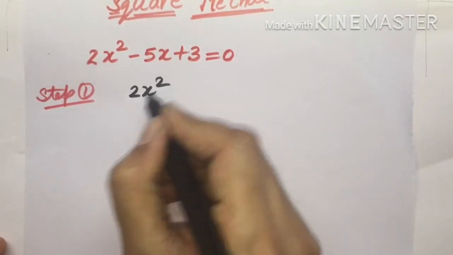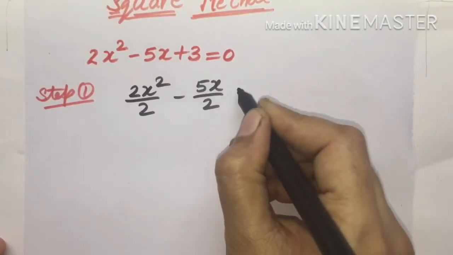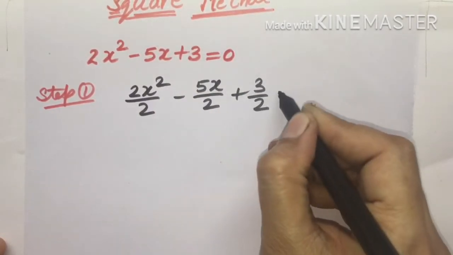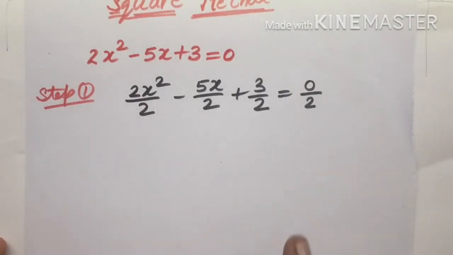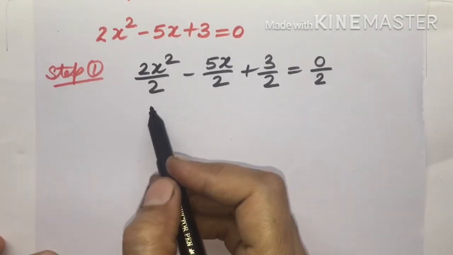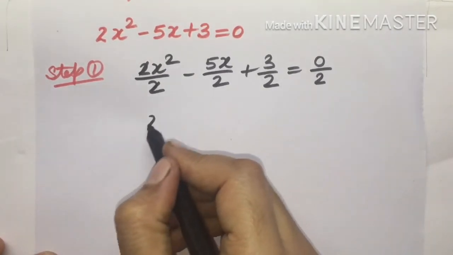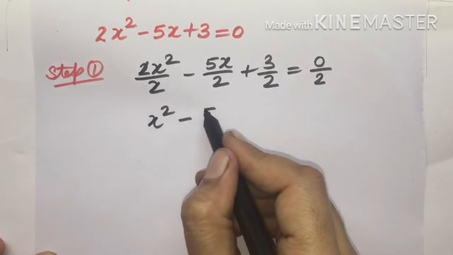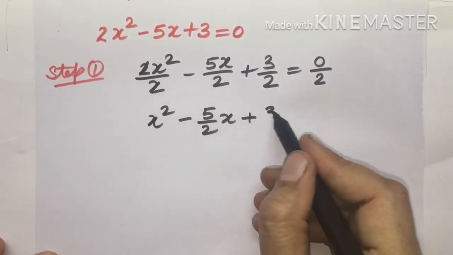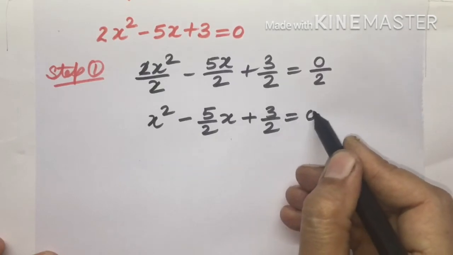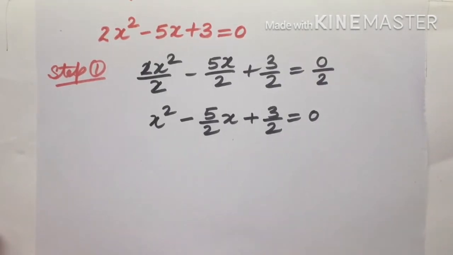So 2x square upon 2 minus 5x upon 2 plus 3 upon 2 is equal to 0 upon 2. So the full equation we have divided by 2. After dividing, let's see what is there. So this will cancel: x square minus 5 upon 2 x plus 3 upon 2 is equal to 0 upon 2, which is 0. So this was the first step.